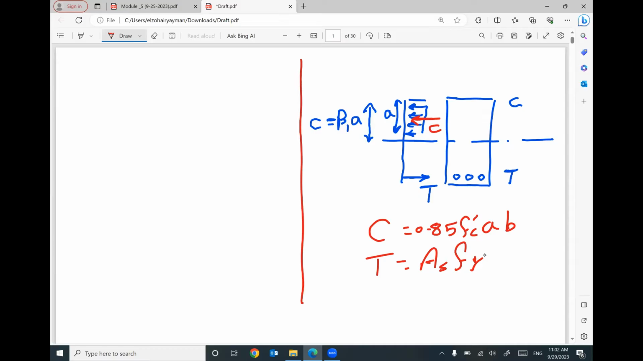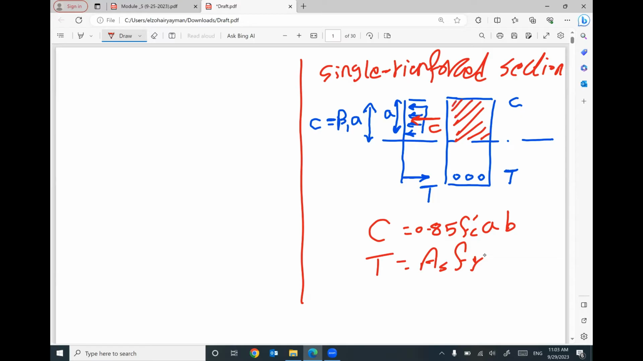This is the case of a single reinforced section. We have two parts. Part of the concrete is working under compression, and part of the steel reinforcement is working under tension. And any other part in this cross-section is cracked and trashed. That makes sense? We have another case.